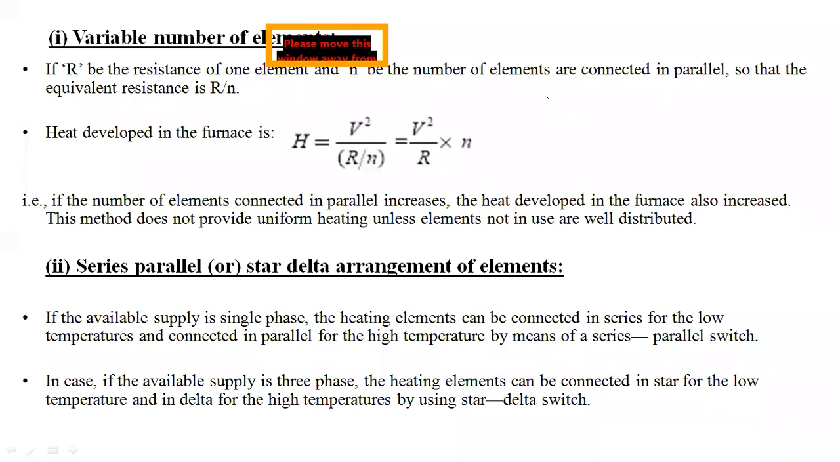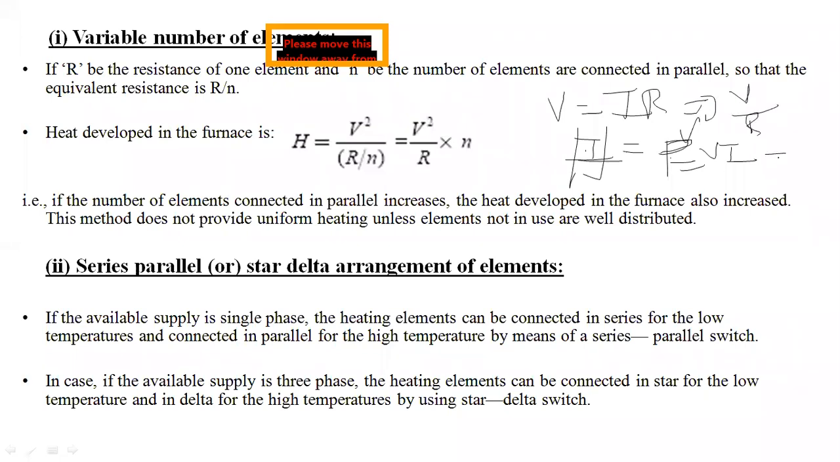Capital R. I will show you the equations. That is Ohm's law, V is equal to IR, where the heat is produced by passing the electricity through the furnace. So the heat dissipation H is nothing but the power. P is equal to V into I, where I is equal to V by R from Ohm's law.